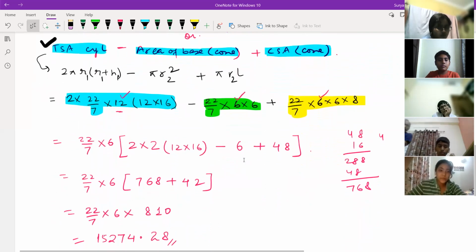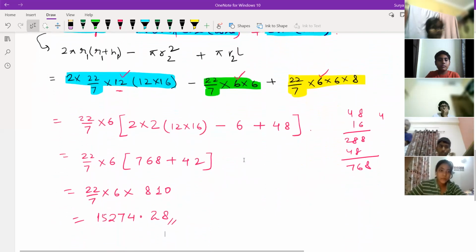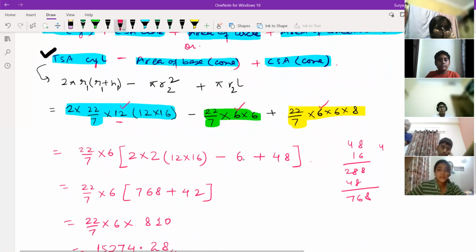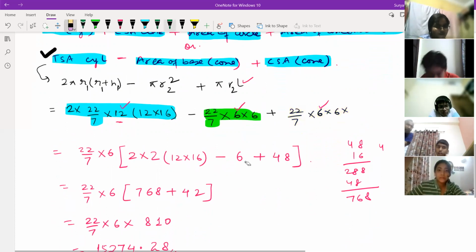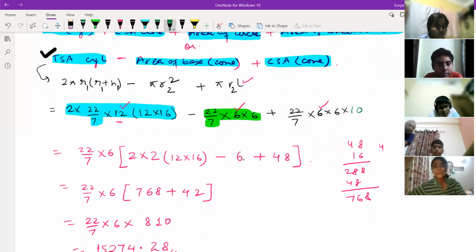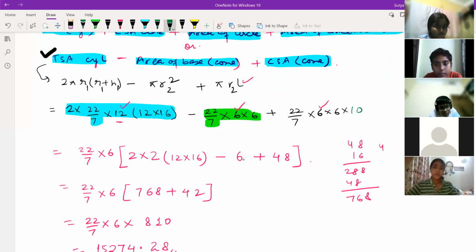because TSA of cone is 2 pi r into r plus h. So L we have not found, right? This L we have not found. What is L? L 10 we should write, no? L we should write 10. So here we can write it as 6 is taken common, 22 by 7 common. So 60 we have to write here. So 60 minus 6 is 54.